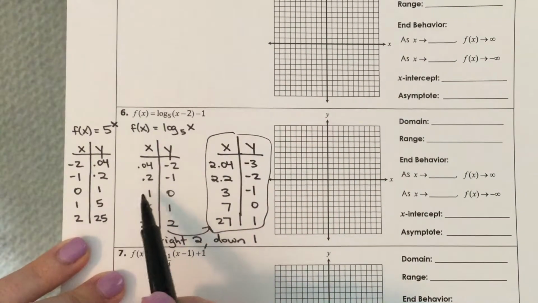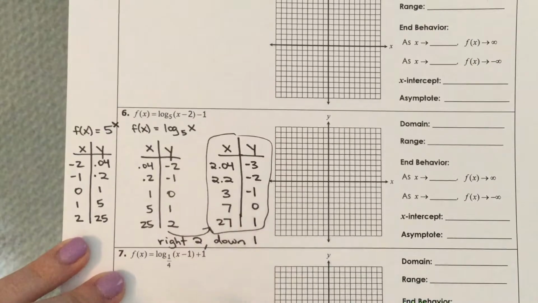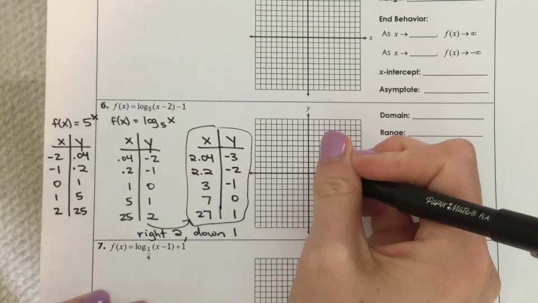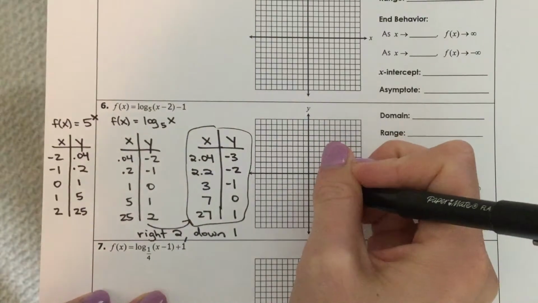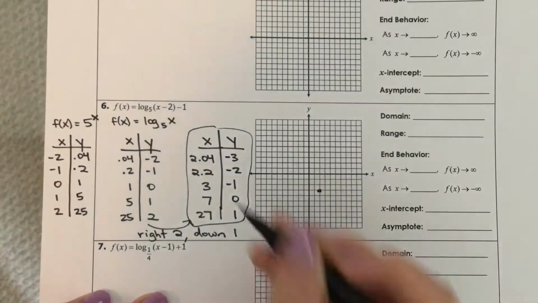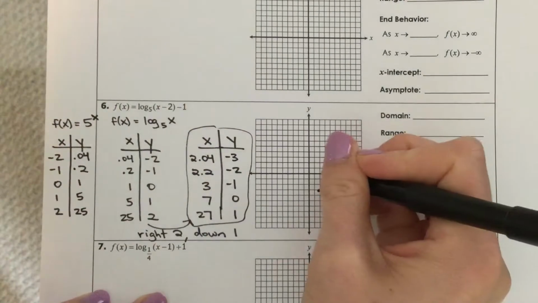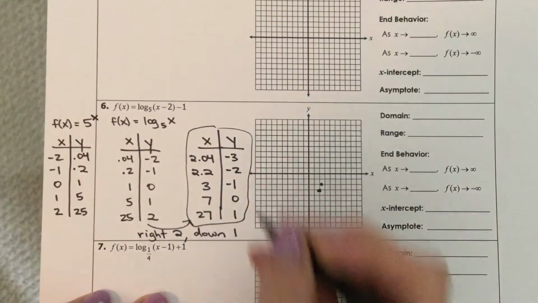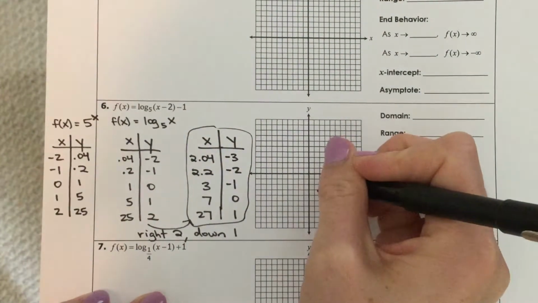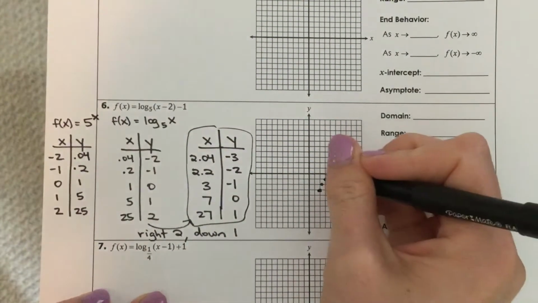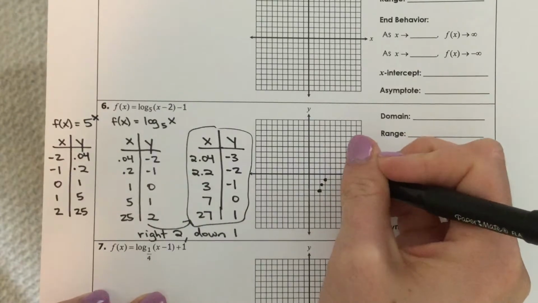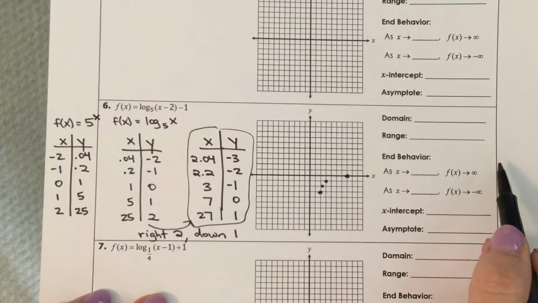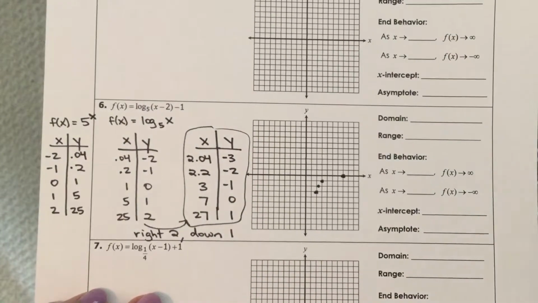So these are the values that you're actually going to plot. All of these were just steps in the process of getting these numbers. So these values get plotted. We have an x value of 2.04, so basically 2, and then down to negative 3. 2.2, so just a little bit past, and then down to negative 2, so right about there. 3 and negative 1. 7 and 0, so 3, 4, 5, 6, 7 will be right at 0. And then 27, 1 would be way out here with a value of 1. All right, so we start there.